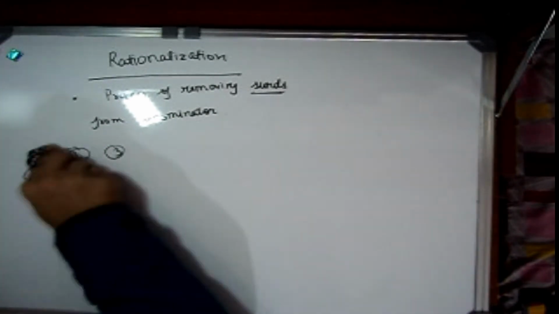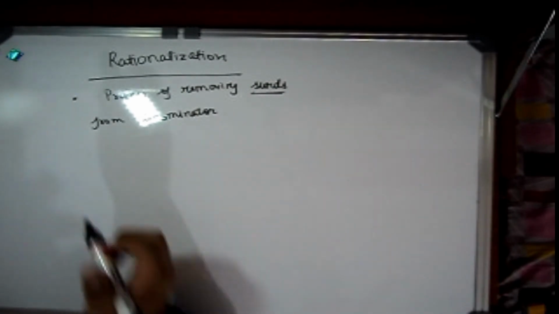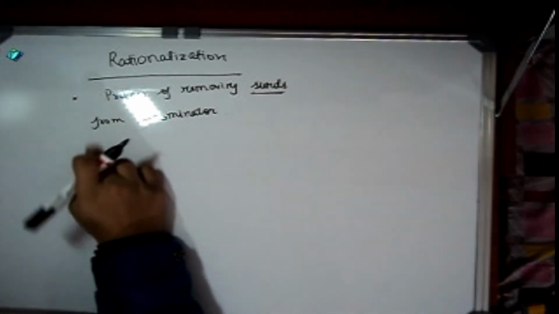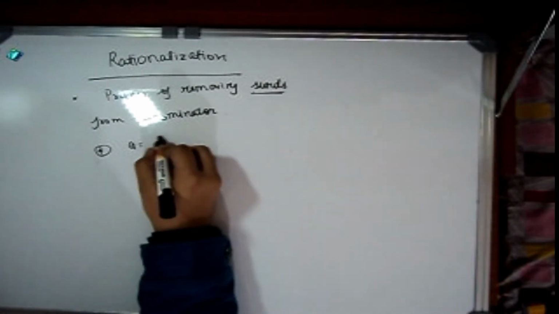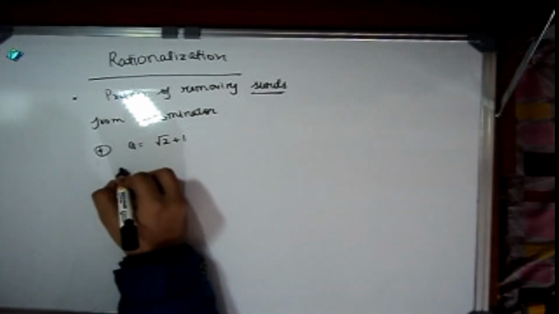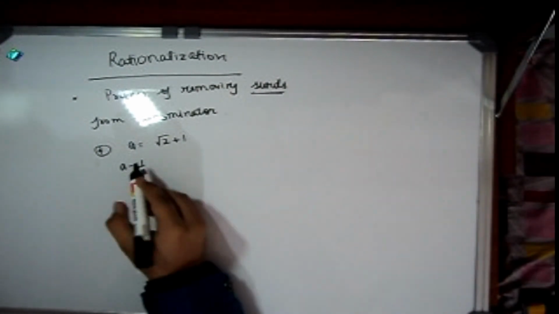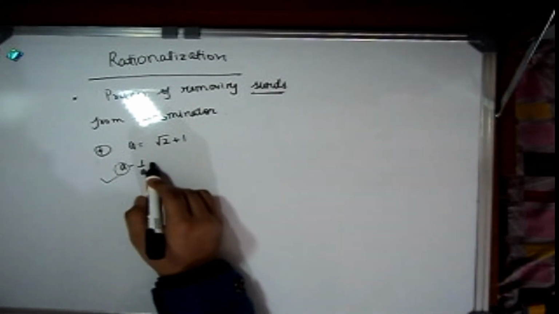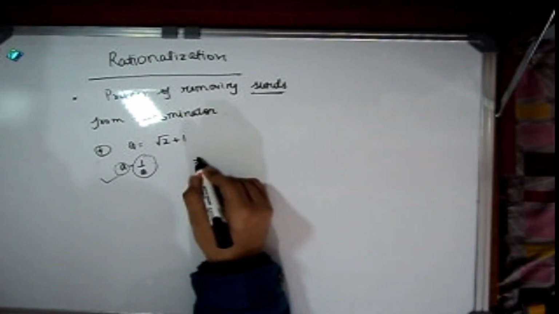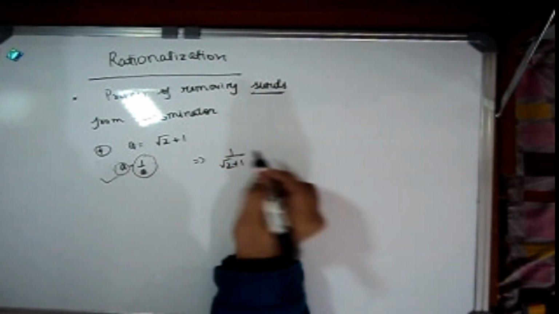There is one more type of question. This is the most common question asked in any competition or any type of school exam. The question is, if a is equal to root 2 plus 1, then find a minus 1 by a. The value of a is root 2 plus 1, so this is simplified. But the value of 1 by a will be 1 by root 2 plus 1. So we will rationalize this number.